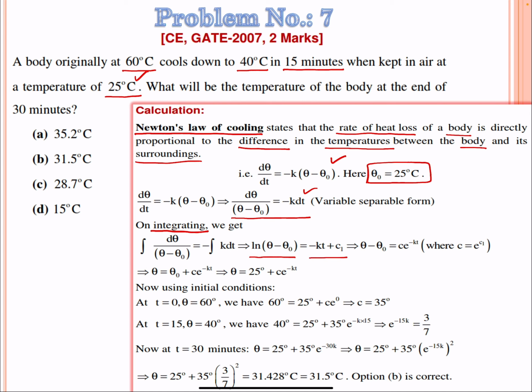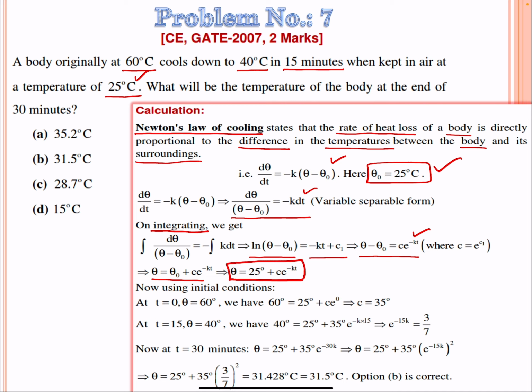This means theta minus theta naught is equal to c e raised to power minus kt. And this equation means theta is equal to theta naught plus c e raised to power minus kt. But theta naught is equal to 25 degrees centigrade. So theta is equal to 25 degree plus c e raised to power minus kt. Clear? This one is the solution.